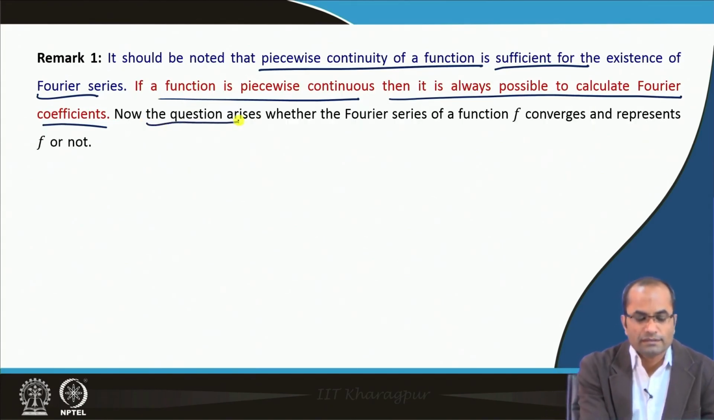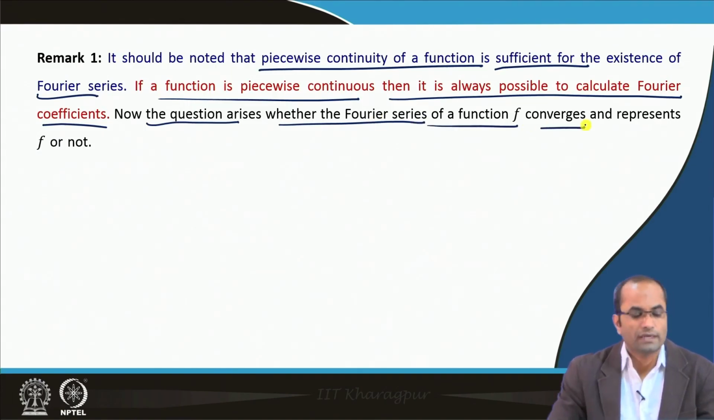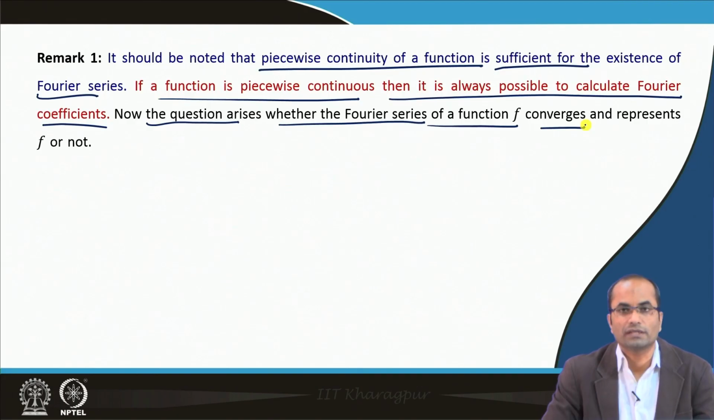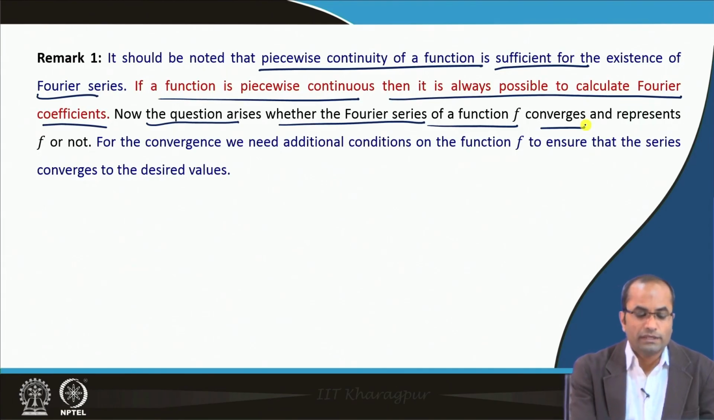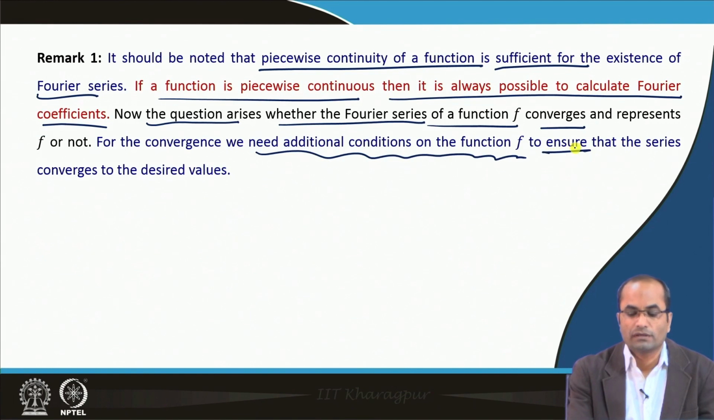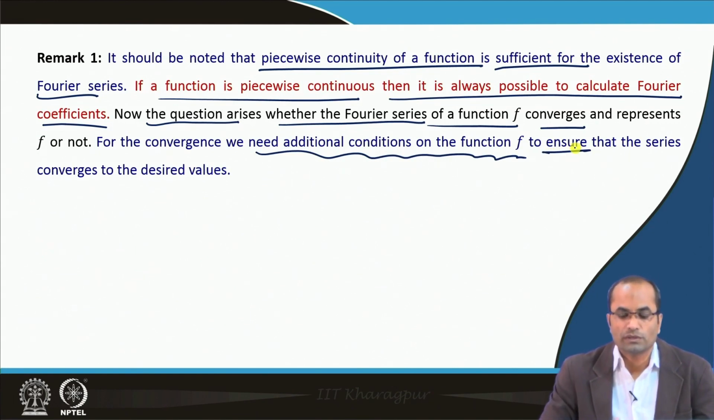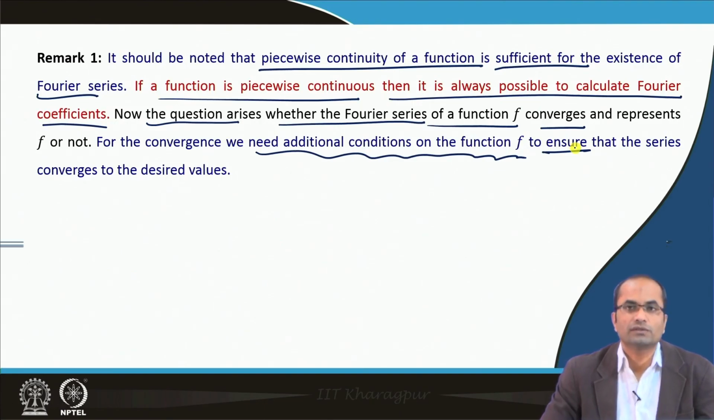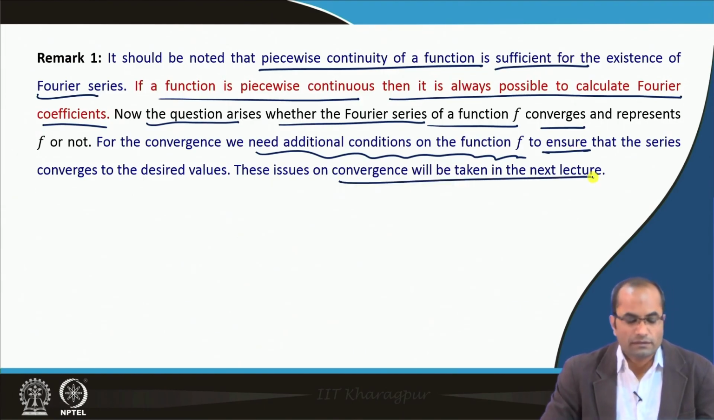Now, the question arises whether the Fourier series of a function converges and represents f or not. That is the question which has to be discussed, and we will discuss it in the next lecture. There we will see that we need some additional conditions on the function, not just piecewise continuity, to ensure that the series converges to the function at the desired values. These issues we will take up in the next lecture.